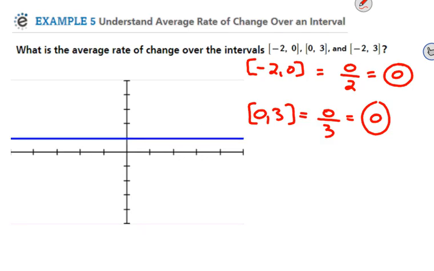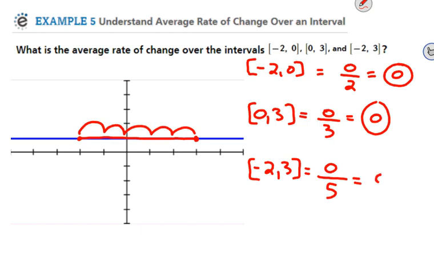The third interval goes from -2 all the way to 3. So now we're looking at that interval of the graph. Well, there's still not going to be any rise over this interval. The run will now be 1, 2, 3, 4, 5. But 0 divided by 5 is still 0. So what we can take away from this example is that anytime we have a horizontal line, we are going to have a constant slope, or average rate of change, of 0.